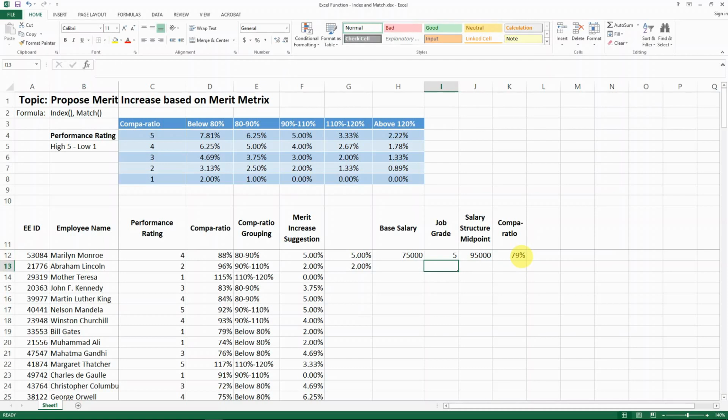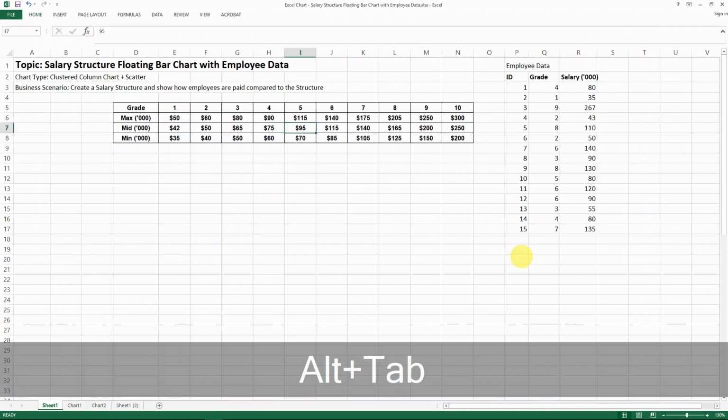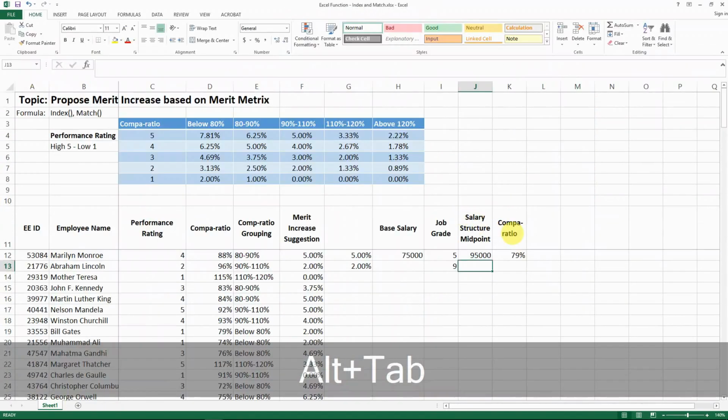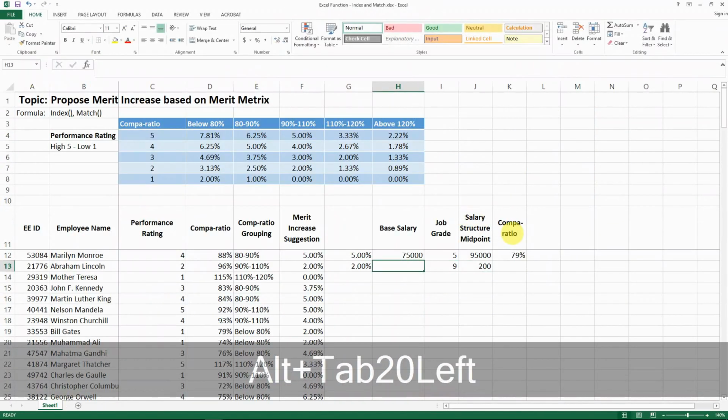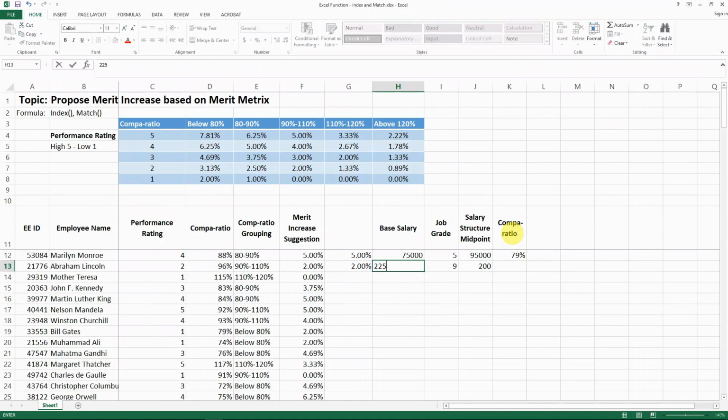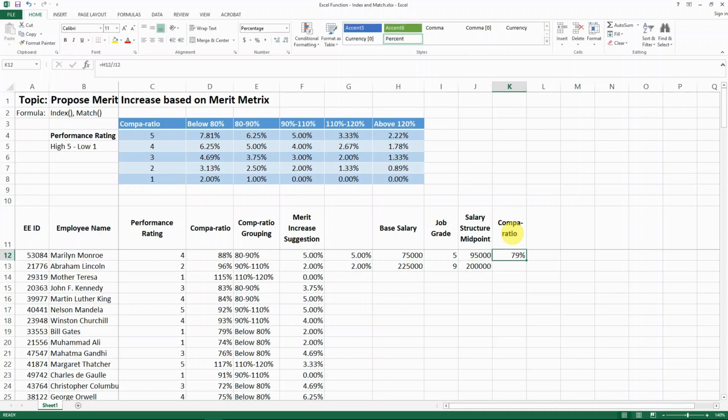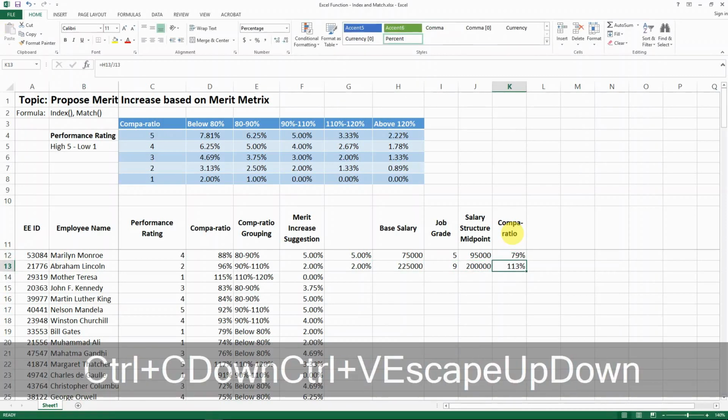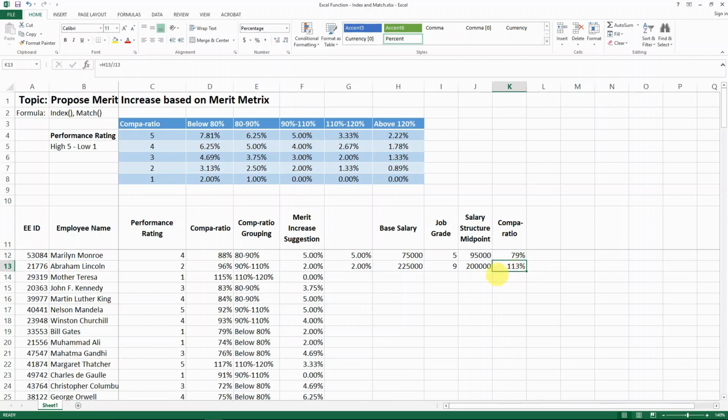Let's do another one. Say this job is job grade 9, which means the midpoint will be 200,000. And let's say this person is at 225,000. If you copy the formula down, you will get a compa-ratio of 113%. This is really how you calculate the compa-ratio. You can see that if your base pay is the same as the midpoint of the salary structure, you will get a compa-ratio of 100.